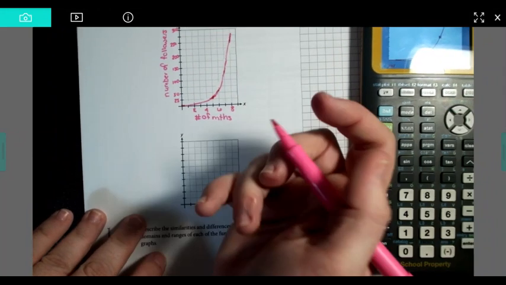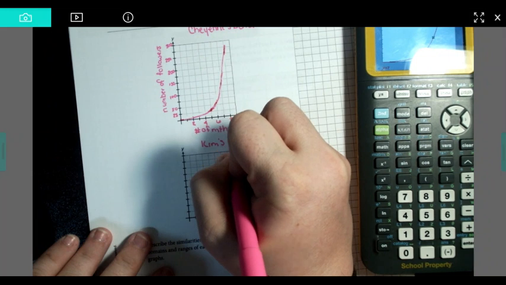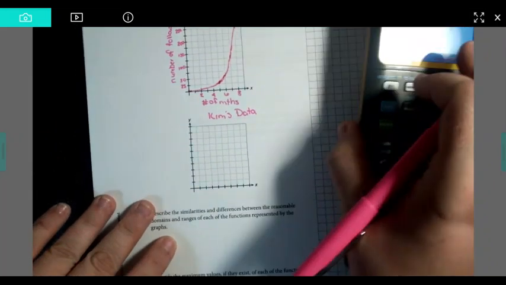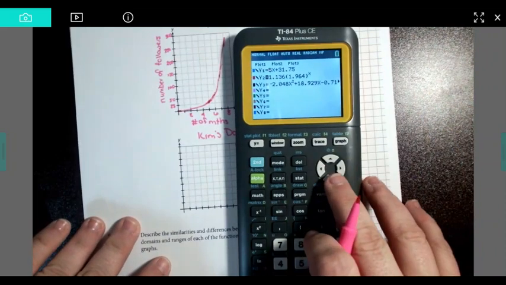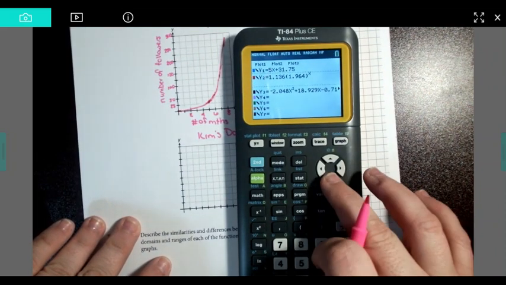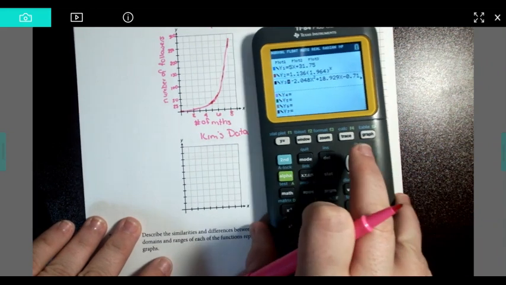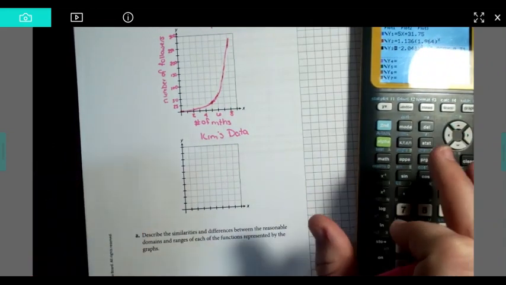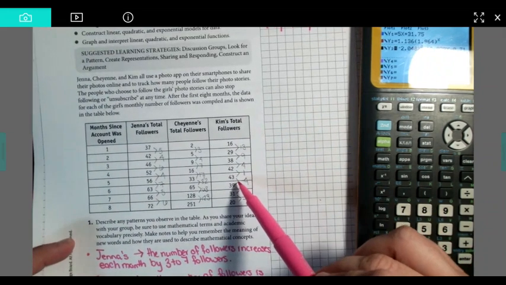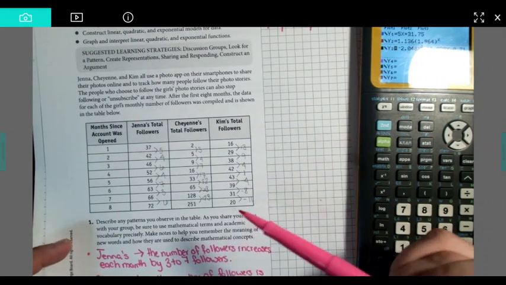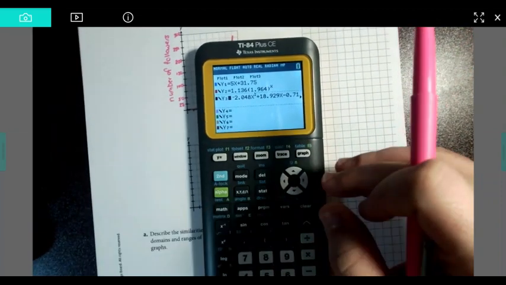Lastly, we're going to do Kim's data. All right. So that means I'm no longer going to be looking at my Y2 function. I'm now looking at Y3. So I'm changing my function. And remember that Kim's data went from 16 up to 43 and then down to 20. So whenever I go to do her window, I'm going to keep that in mind.